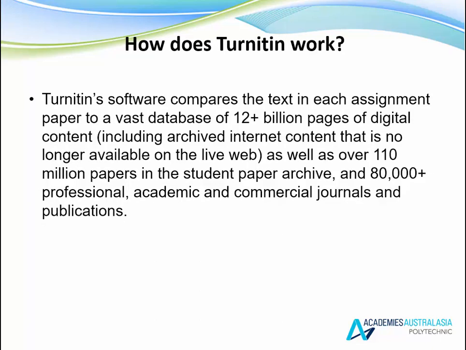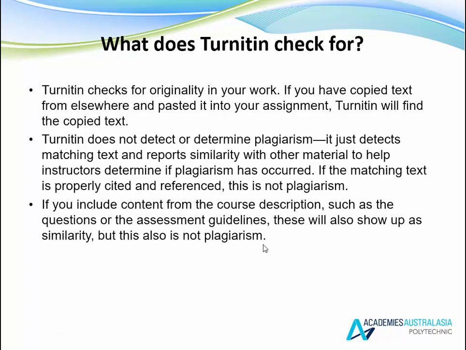How it works is that Turnitin compares the text in every assignment that's submitted to a vast database of over 12 billion pages of digital content, as well as 110 million papers in the student paper archive, and this is growing all the time, and 80,000 plus professional, academic and commercial journals and publications. When it finds any piece of work that is the same as something that has been submitted as an assignment, it then brings that back and shows the source. So Turnitin checks for originality.